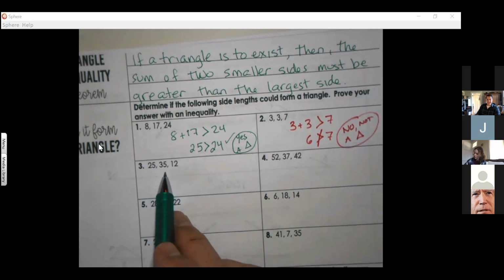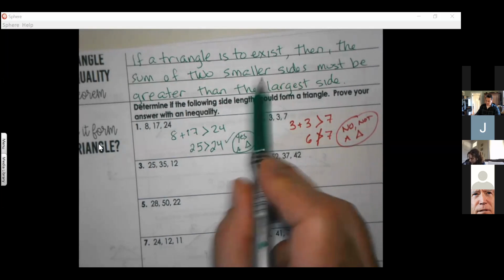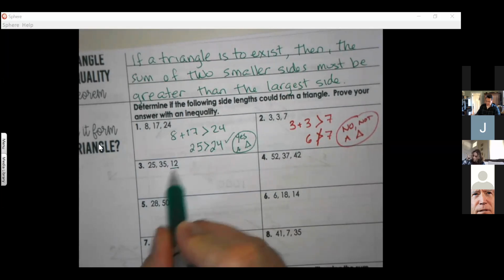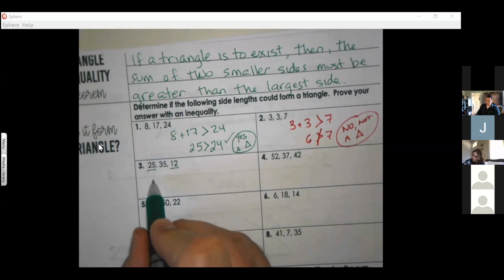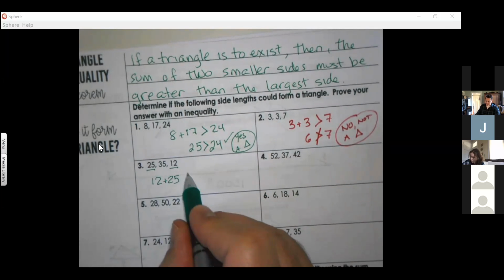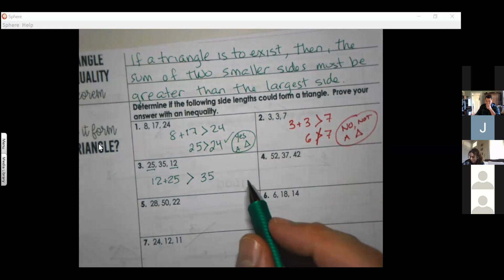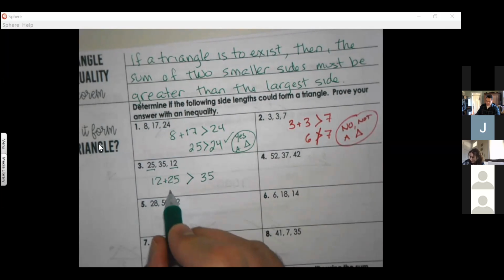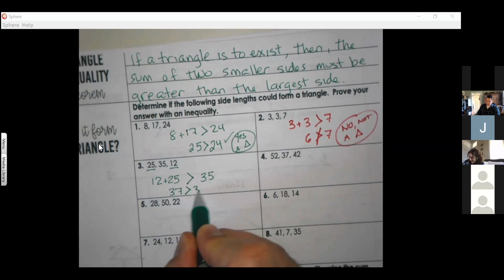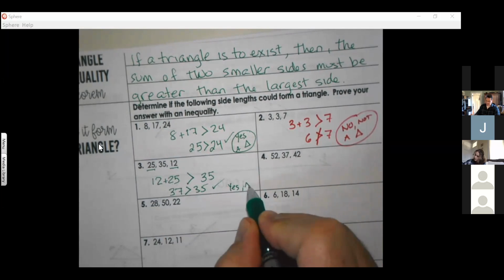Which one should I add here? Sum of the two smaller sides. Which are the smaller numbers here? 12 and 25. Yep. And that has to be greater than the biggest one. In this case, 12 and 25 makes 37, which is greater than 35. That's true. So yes, it makes a triangle.